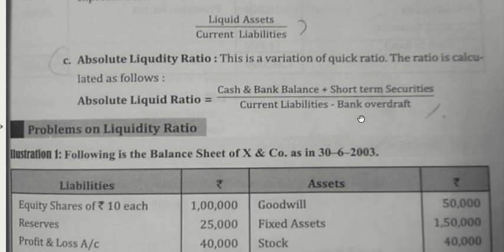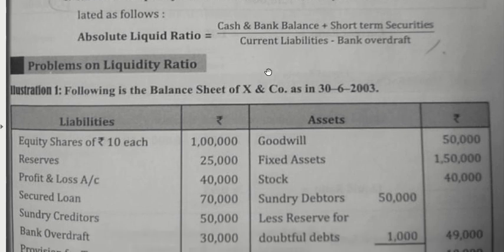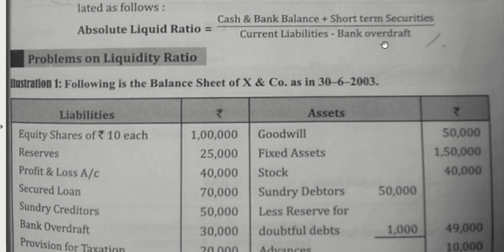Your third formula is the absolute liquidity ratio. This is a much quicker ratio, wherein only the assets which are absolutely liquid in nature and can easily be converted into cash are considered, that is, cash and bank balances. The formula is cash and bank balances plus short-term securities divided by current liabilities minus any bank overdraft.